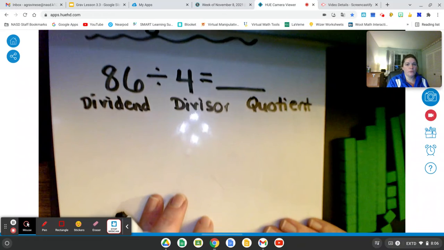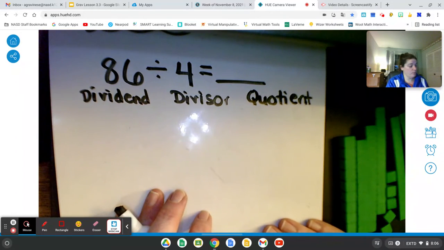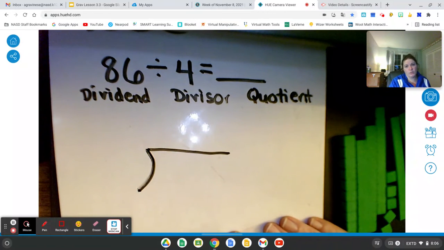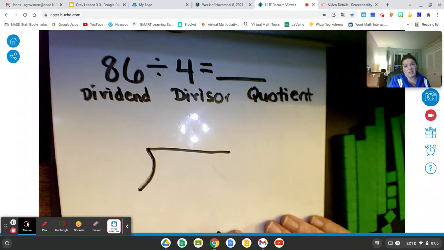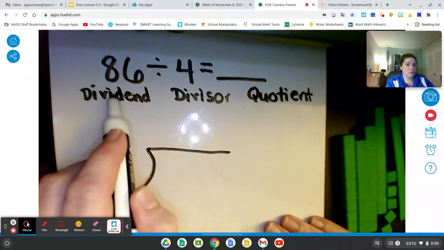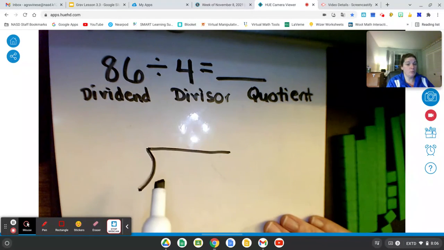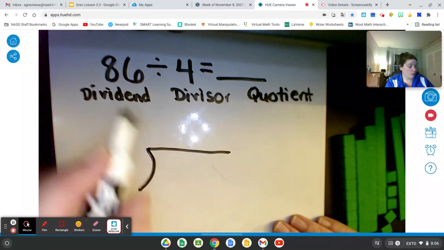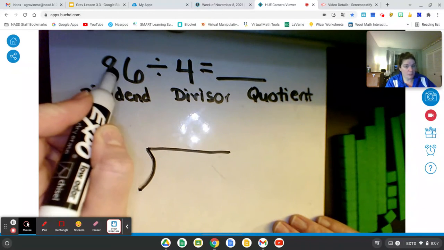Now, when we do long division with just the steps, the algorithm, we draw this thing. I don't know why I call it a house, but it kind of looks like a house, maybe. And where we place the 86, the dividend, and the divisor 4 is really important. A lot of people confuse this sometimes. So you're actually going to go in the opposite order.